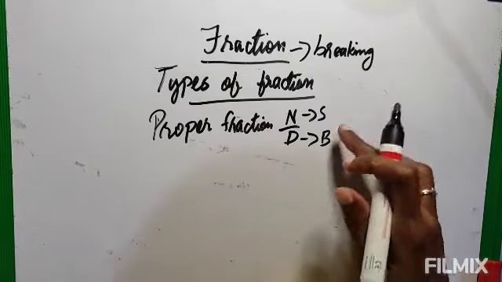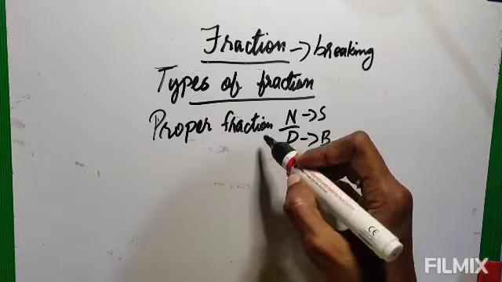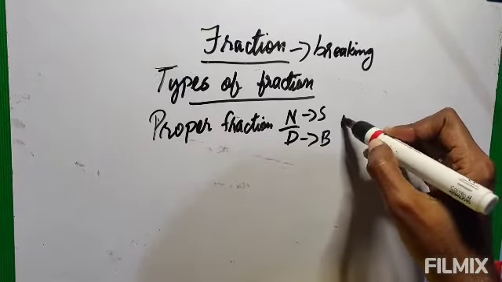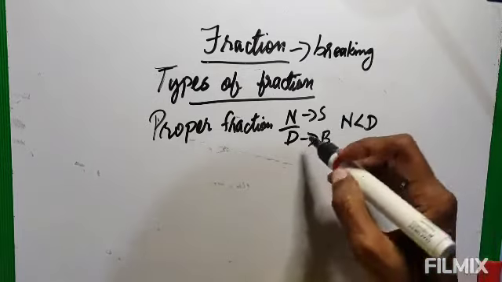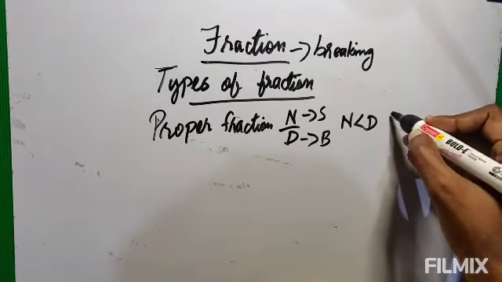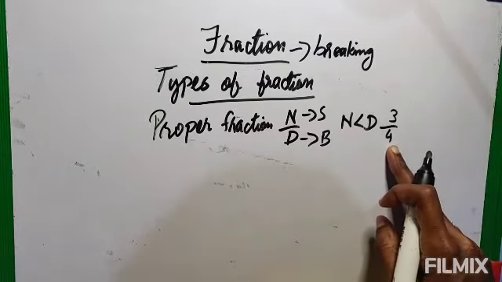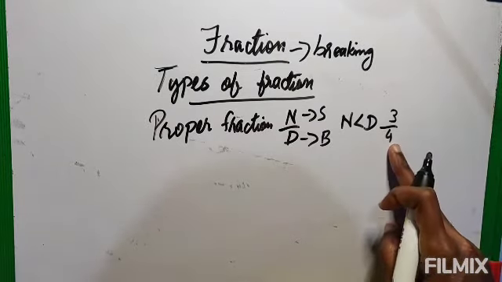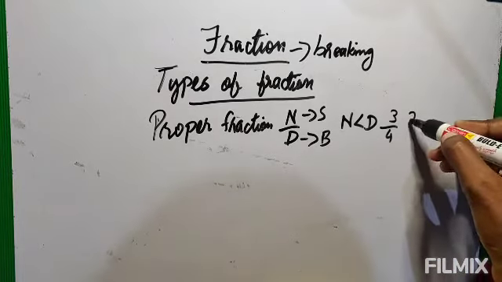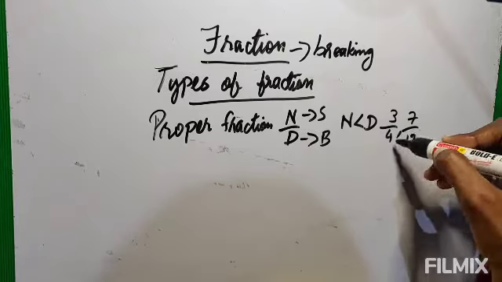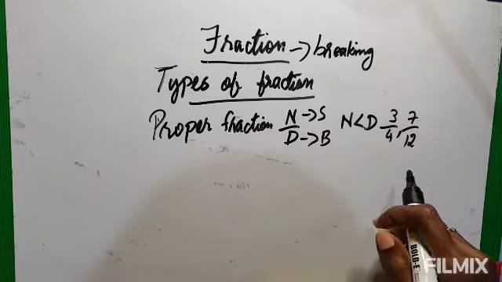If the numerator is smaller than the denominator, then it is a proper fraction. So in a proper fraction, the numerator is smaller than the denominator. Let me give an example, 3 by 4. Here 3 is the numerator, 4 is the denominator. 3 is smaller than 4, so it is a proper fraction. Another one, 7 by 12. If you see, the numerator is smaller than the denominator, so this is a proper fraction.